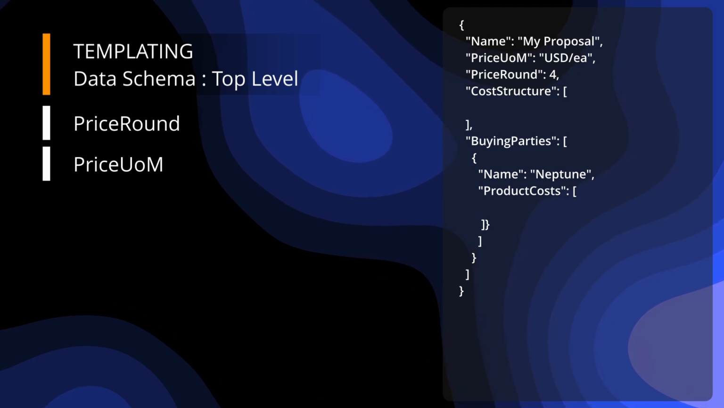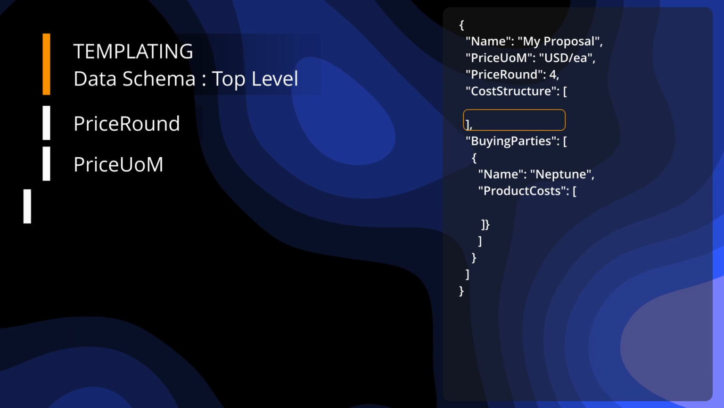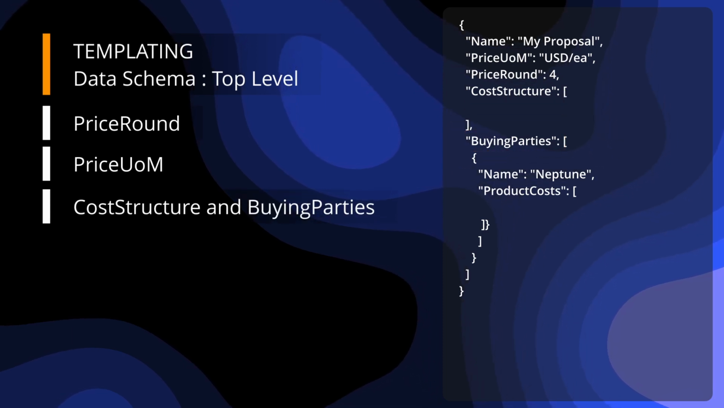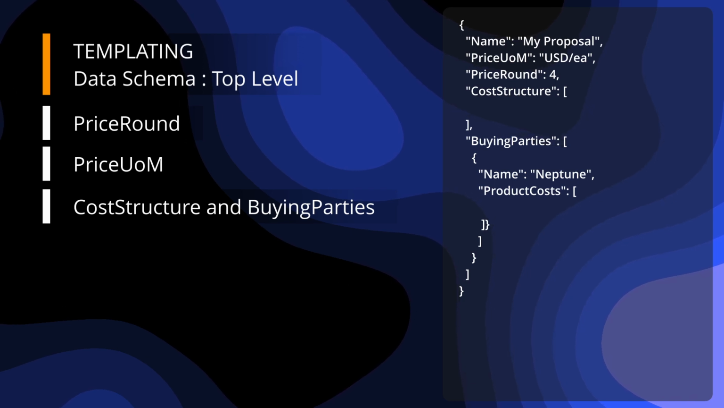Also at the top level of the proposal are two lists, the cost structure and the buying parties. I'll examine these two lists in more detail since they contain the bulk of the information you'll need for your legal text.